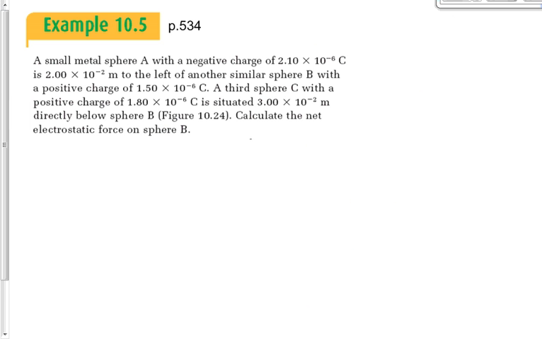Okay. Well, if you guys feel okay about that, let's take a look at 10.5 on page 534 here. Here's a small metal sphere A with a negative charge that's to the left of another one. So here's A to the left of B. This one is negative 2.10 times 10 to the minus 6 coulombs. The distance is, let's just say, 2 times 10 to the minus 2.